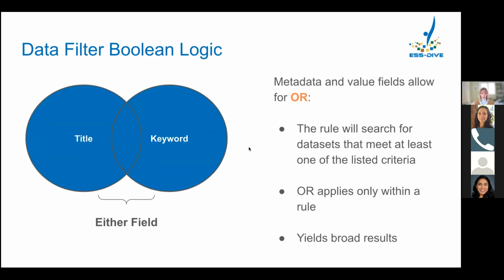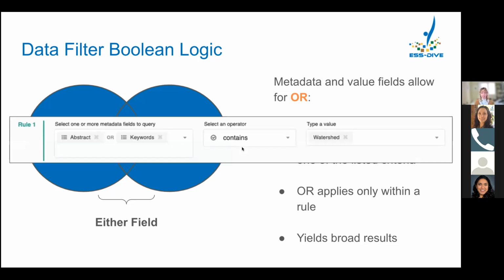The other component of the logic behind this data filter is that within a rule, you do have the opportunity to use OR. So while you don't have the flexibility to choose if your data sets obey rule 1 or 2, when you're within a rule, you can tweak it to yield some broader results. And we actually have an example of that right here that we can look at real quick.